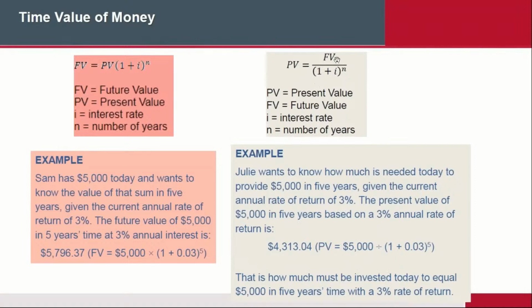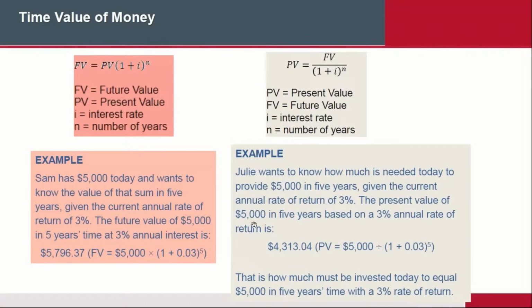So present value equals future value divided by 1 plus I to the power of N. PV is present value, FV is future value, I is interest, N is number of years. So it's the exact same names and everything else. Here's an example. Julie wants to know how much is needed today, that's the important word, today, to provide $5,000 in 5 years, given the current annual interest rate of 3%.